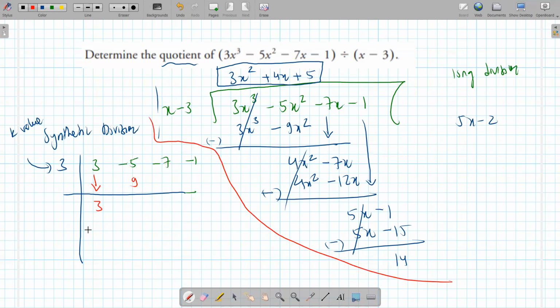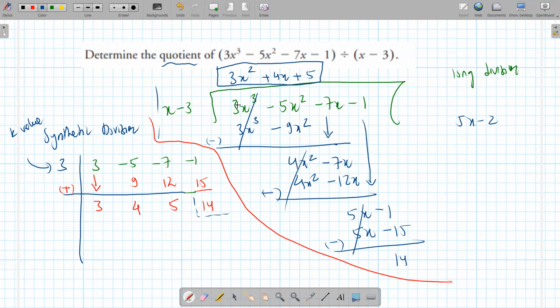The thing with synthetic division is that instead of subtracting, you add. So -5 plus 9 is what? +4. Then again, you multiply this 4 times 3. You're always going to be multiplying with the divisor. That's going to be 12. And then -7 plus 12, always add here. It's going to be 5. And 5 times 3 is 15. And then we add this, you get a 14. The last term here is a remainder, just like we had here.